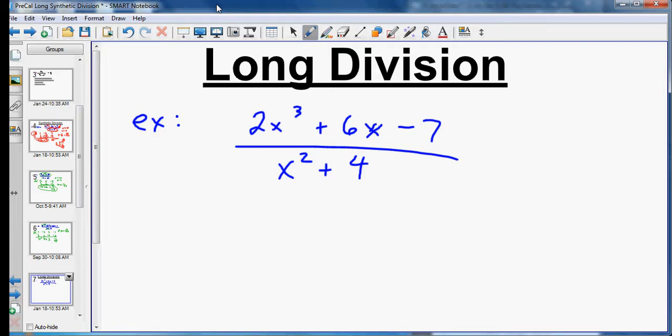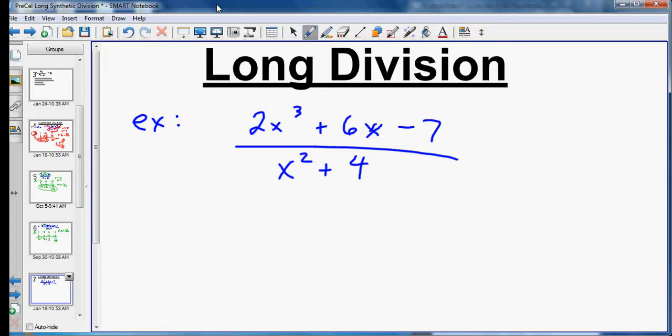There are two ways we can divide polynomials. One is with synthetic division, which I have in another video. The other is long division. Now, here's the pro and the con with long division. The good thing about long division is it will work on all rationals. Anytime we're dividing two polynomials like this, we can use long division.